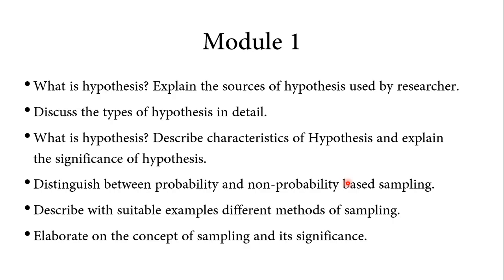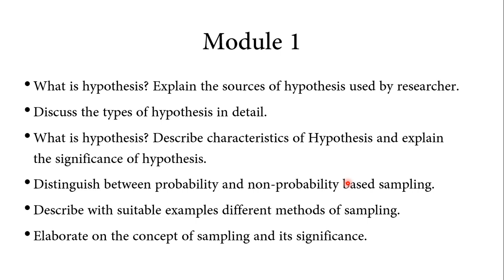First part is based on hypothesis. So we have: what is hypothesis, explain the various sources of hypothesis used by a researcher. Second, discuss the types of hypothesis in detail. Next, we have: what are the characteristics, and explain the significance of hypothesis.